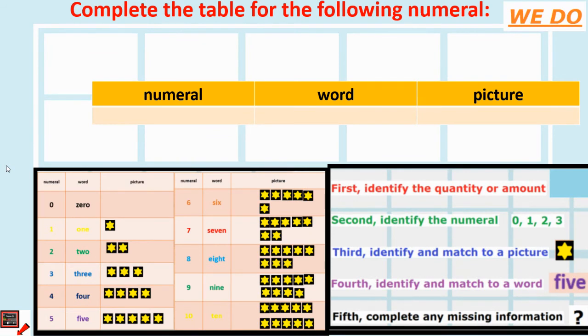Now we're going to do one together. I'm going to give you the numeral 8, and I want you to find the numeral, the word, and the picture of it. Write those down in your workbook, your journal, I'm sorry. When you're ready, unpause this video and let's see if you got it correct. So do that now.